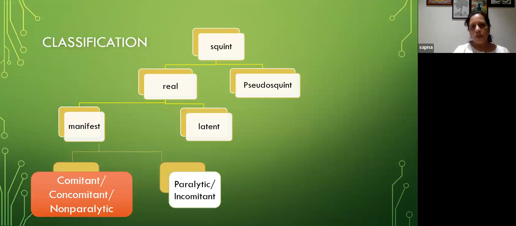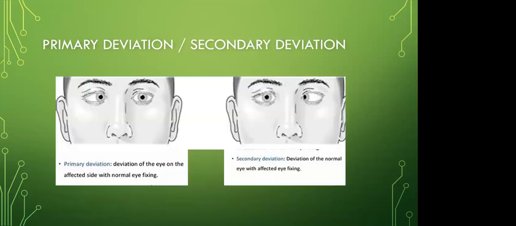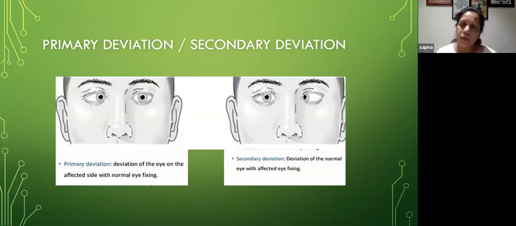So when we go to squint, how do we first proceed? So squint could be real or a pseudo squint. Ma'am, can I interrupt you for a while? Yeah. Ma'am, regarding secondary deviation, how can you calculate when the eye is not moving at all? How can we fix that eye, ma'am? No, it will move. Why will it not move?